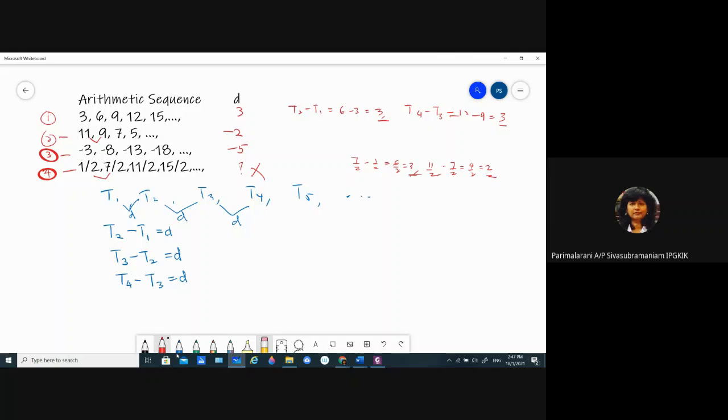So this is not an arithmetic sequence. Am I right? 7 over 2 minus 1 over 2, 6 over 2 is 3. 11 over 2 minus 7 over 2 is 4 over 2 is 2. So this is not an arithmetic sequence. All these others are arithmetic sequences. Okay, that's about the common difference.